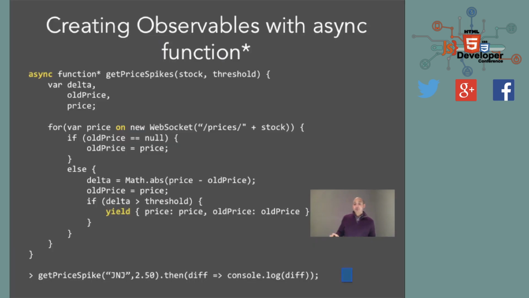So here's an example. Instead of my getPriceSpike function, which you saw earlier, which returns a promise which resolves when the next price spike occurs, I could just as easily build a stream of all the price spikes over a certain threshold. So here we see async function star. This is an async generator function which returns an observable. We're using for-on to consume all the prices in a WebSocket, and we're looking for deltas between prices. And whenever we get a delta between a price, we yield it. And that creates a stream that we can then observe.